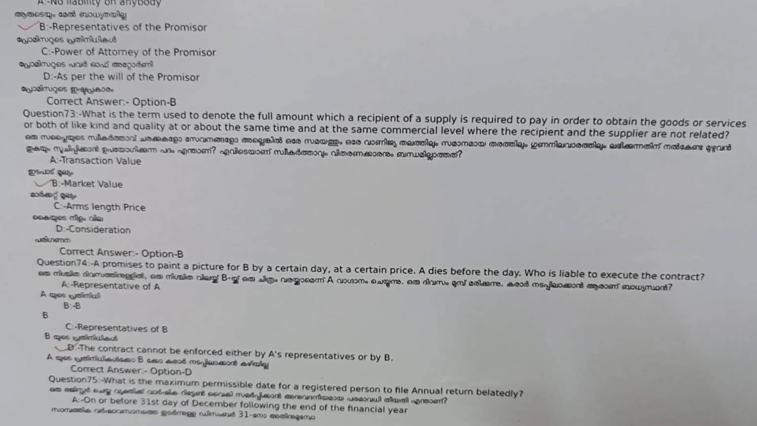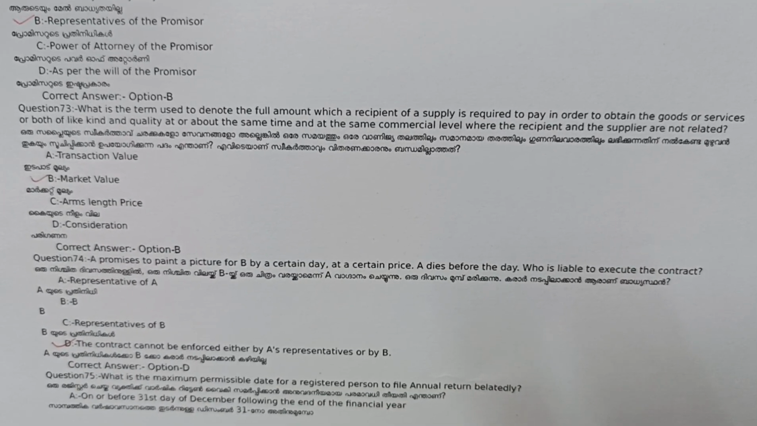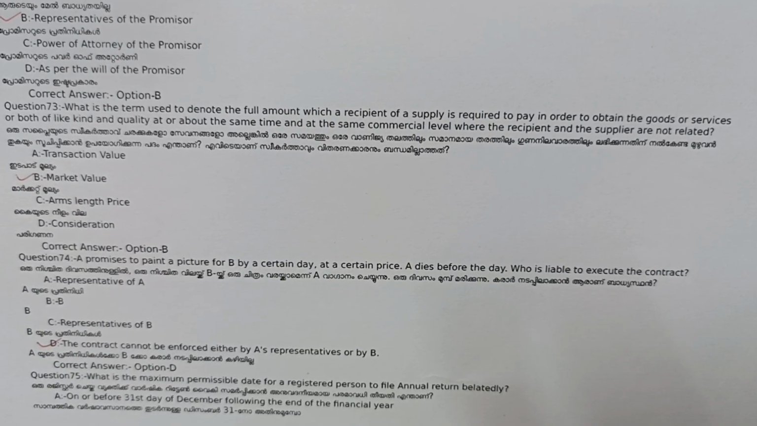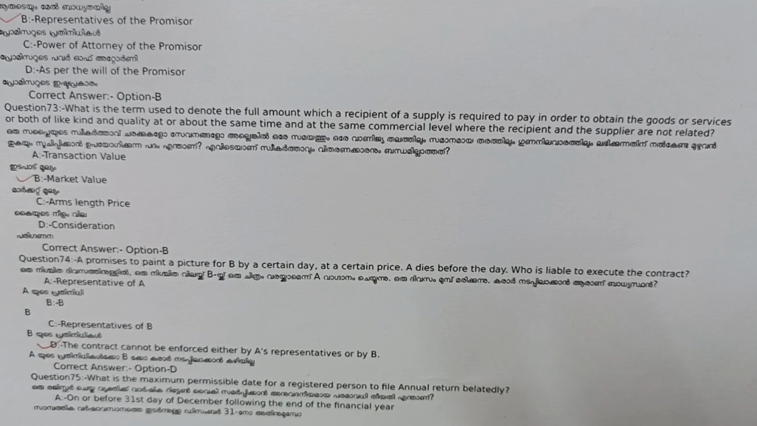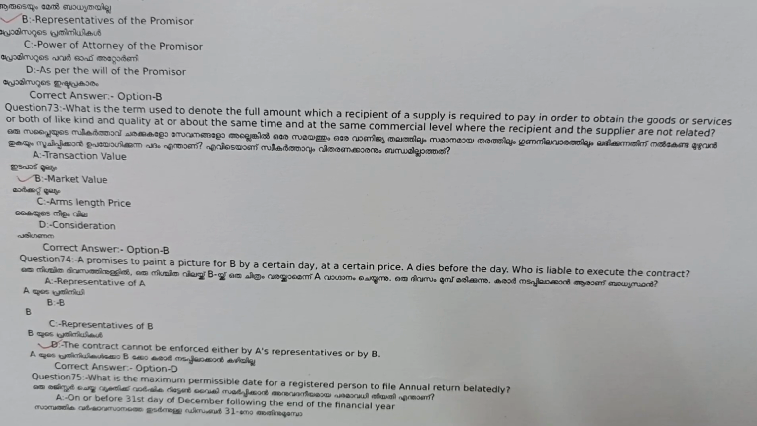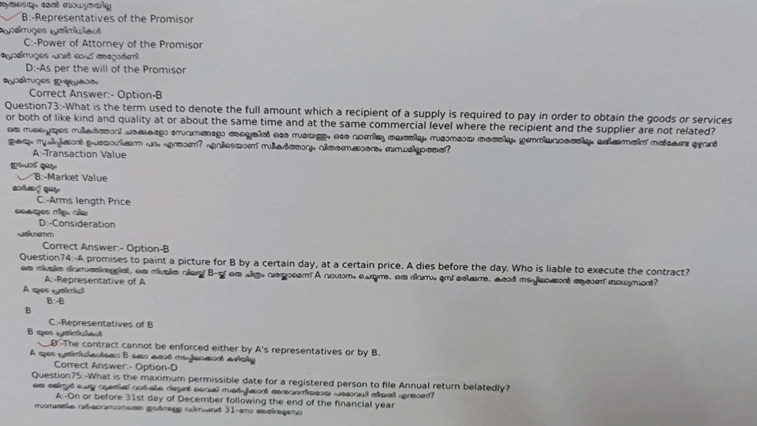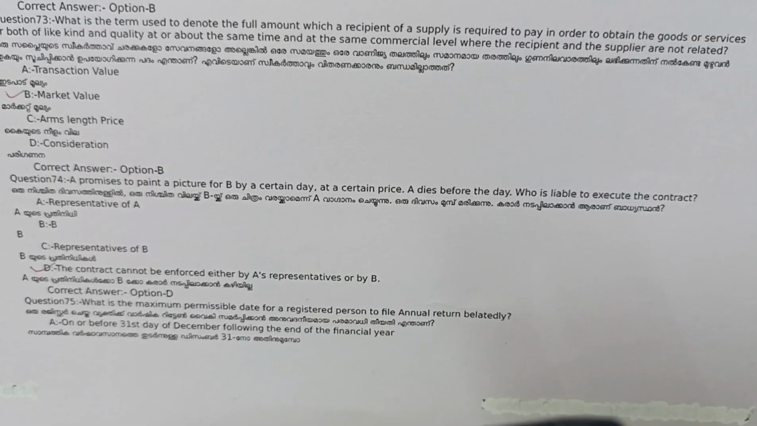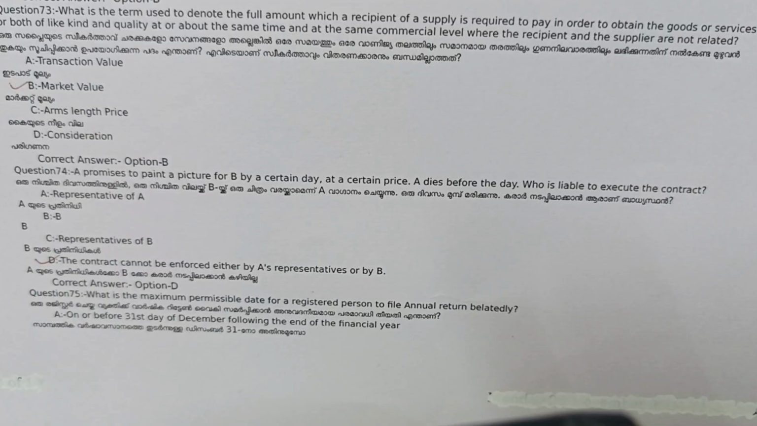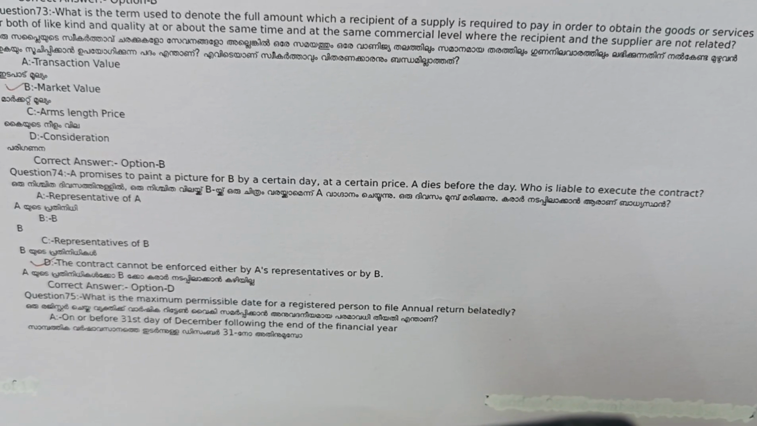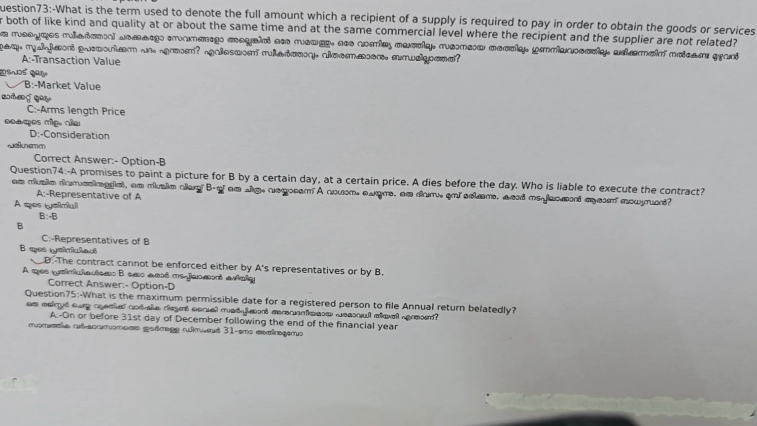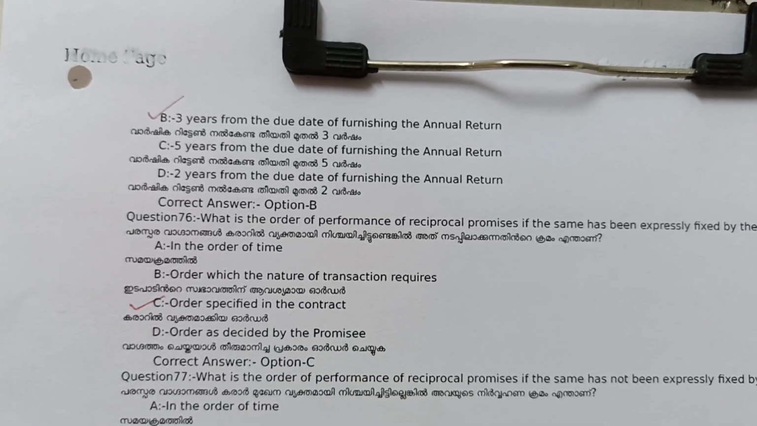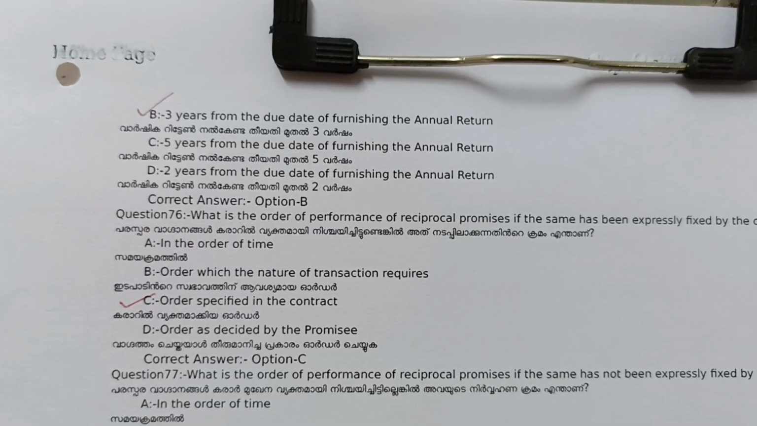A promises to paint a picture for B by a certain day at a certain price. A dies before the day. Who is liable to execute the contract? Correct answer: the contract cannot be enforced either by A's representatives or by B. Question number 75. What is the maximum permissible date for a registered person to file annual return belatedly? Answer B: 3 years from the due date of furnishing the annual return.